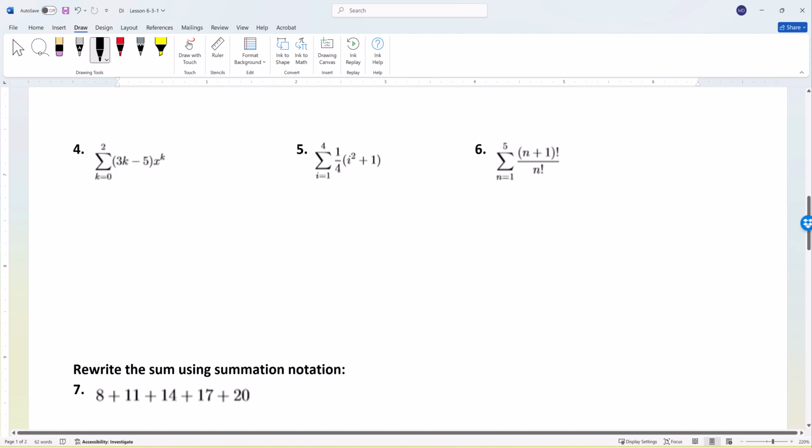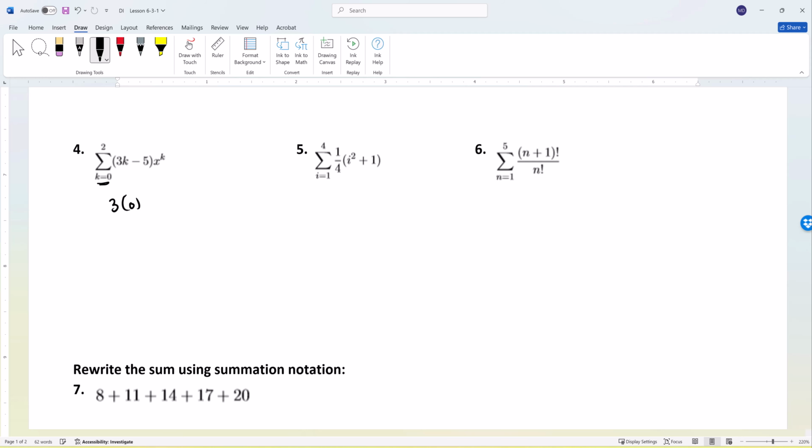Now on number 4, I know that there's a variable in it. Don't let that deceive you. It just means that your answer also has a variable in it. So you're plugging in the values for k. So this is 3 times 0 minus 5 times x to the k power plus 3 times k minus 5 x to the k power, and then plus, right, because we're adding the next term, 3 times k minus 5 x to the k power.